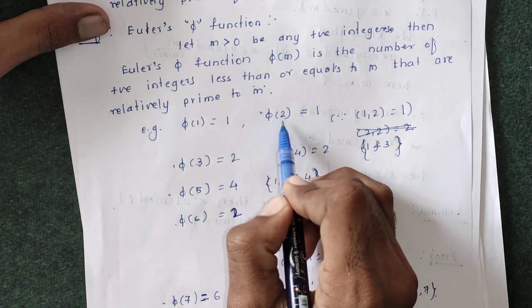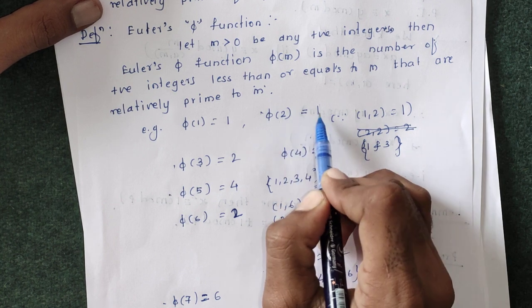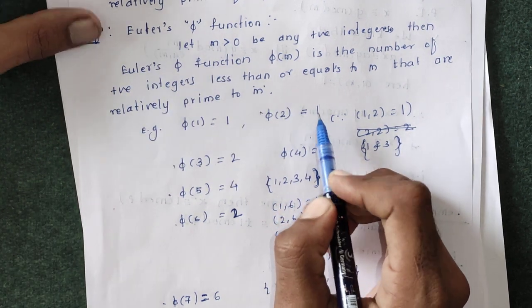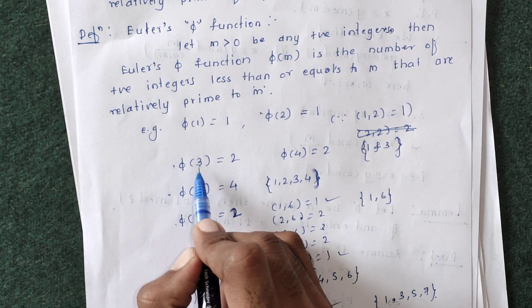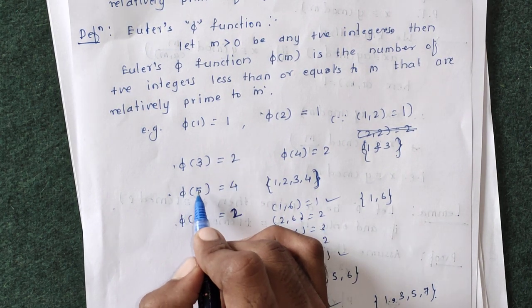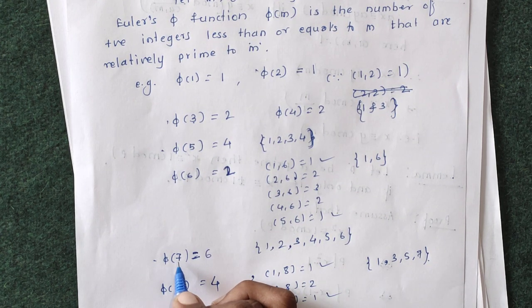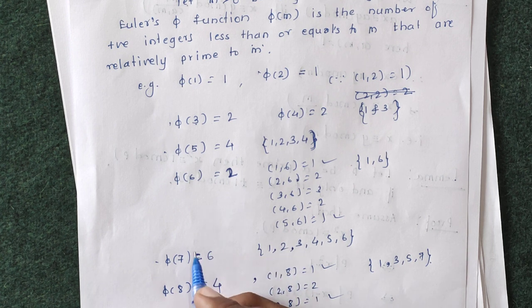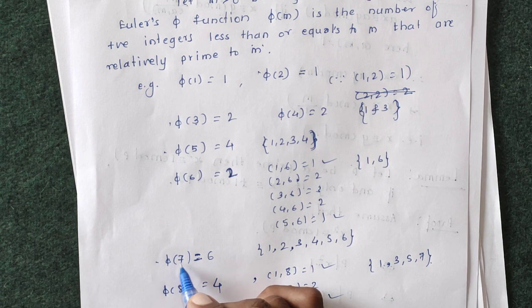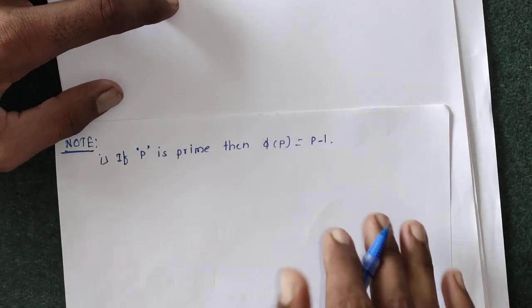So for 2, which is a prime number, we get phi of 2 is equal to 1, that is 2 minus 1 is 1. Again for 3, phi of 3 is equal to 2, so 3 minus 1 is 2. Again phi of 5 is 5 minus 1, which is 4. Similarly phi of 7 is 7 minus 1, which is 6. So for every prime we get phi of p is equal to that prime minus 1. So for a prime number, phi of p is equal to p minus 1.